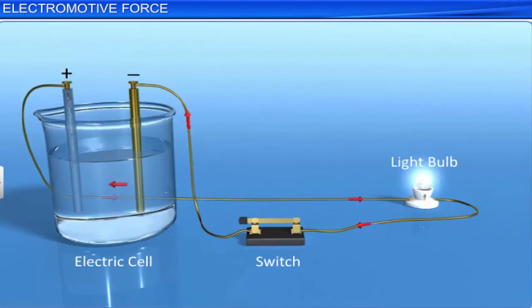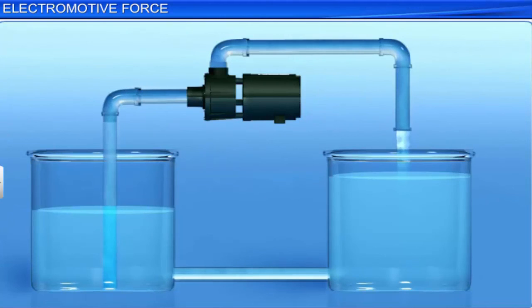The chemical energy stored in the cell is used for driving positive charges from the lower potential to the higher potential. No external work needs to be done to make water flow from a given higher level to a given lower level. But work has to be done by a water pump to drive it from the lower level to the higher level. This implies that it is the energy spent by the water pump in lifting water that makes water flow from the higher level to the lower level.